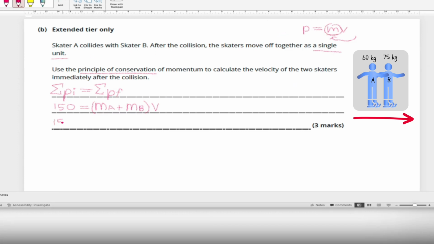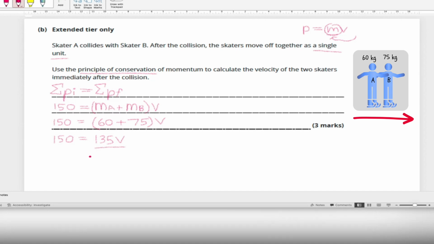Okay, so this is going to be an equation with one unknown. The mass of skater A is equal to 60 kilograms. The mass of skater B is equal to 75. What is 60 plus 75? That is equal to 135. So here is the equation that we have to solve: 150 is equal to 135 multiplied by the velocity v.